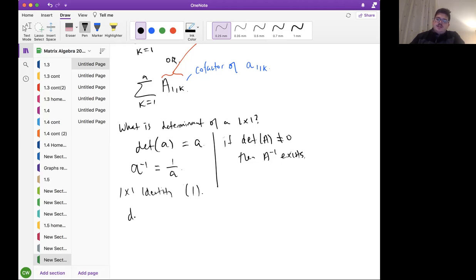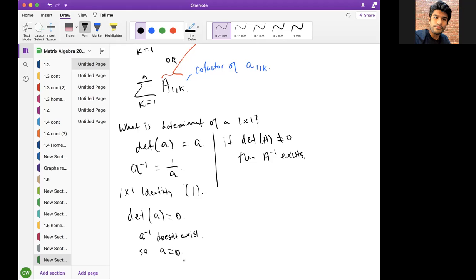So what if the determinant of a number is equal to 0? What does that imply? That implies that A inverse doesn't exist, right? What is the only number whose inverse doesn't exist? It is 0. So it's very intuitive, right, to say the determinant of a 1x1 is just the number. The only 1x1 matrix that doesn't have an inverse is 0.